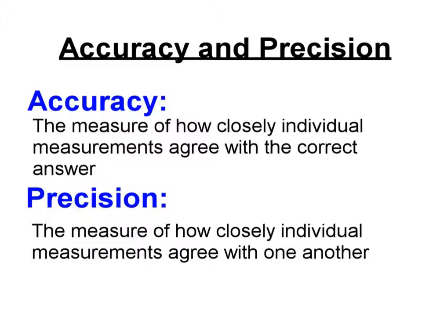So the definitions that we need to know here are the definitions for accuracy and precision. Accuracy is the measure of how closely individual measurements agree with the correct answer. That's the key phrase right there. So we're saying basically how far off are we? Not from the data points themselves, but from what we were supposed to get. For example, if we're trying to calculate the density as 1, that would be our correct answer. Or in other words, we could talk about the theoretical answer. So you can assume that that's a theoretical answer.